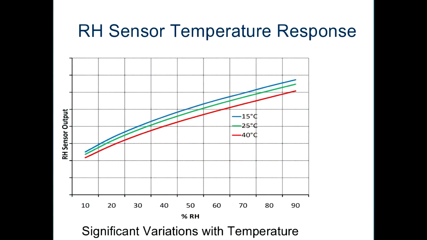RH sensors also have an associated temperature response. By that I mean an output from an RH sensor or measurement device at 25 C can be substantially different at 15 C or 40 C even though the relative humidity values may be the same. On this graph, we can see on the green line a device that is operating at 25 degrees C. When that same device is now being operated at 40 C or 15 C, we can see a substantially different output value.